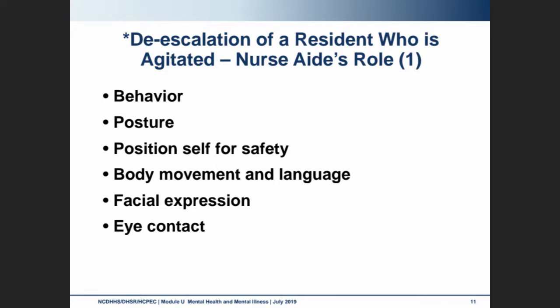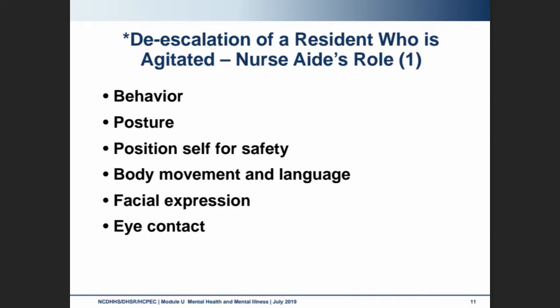We want to position ourselves for safety. We never turn our backs on an agitated resident for any reason. We maintain a safe distance of at least two arms lengths between ourselves and the agitated person. And that, of course, is so that if they were to take a swing at us, they wouldn't be able to reach us.